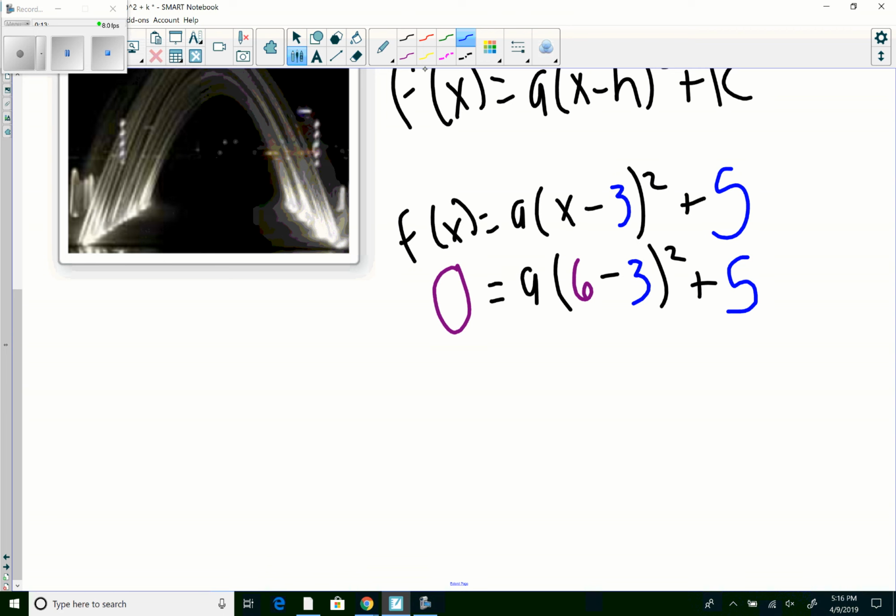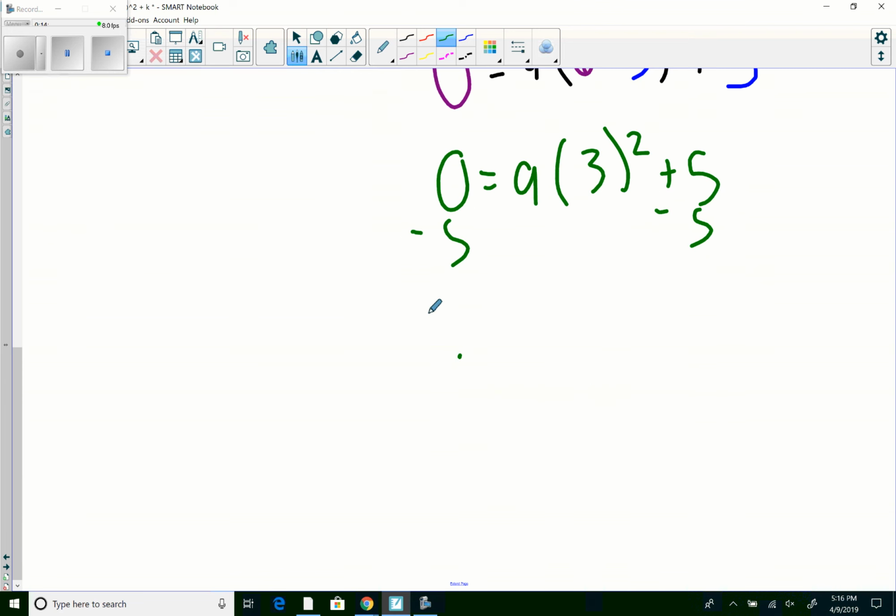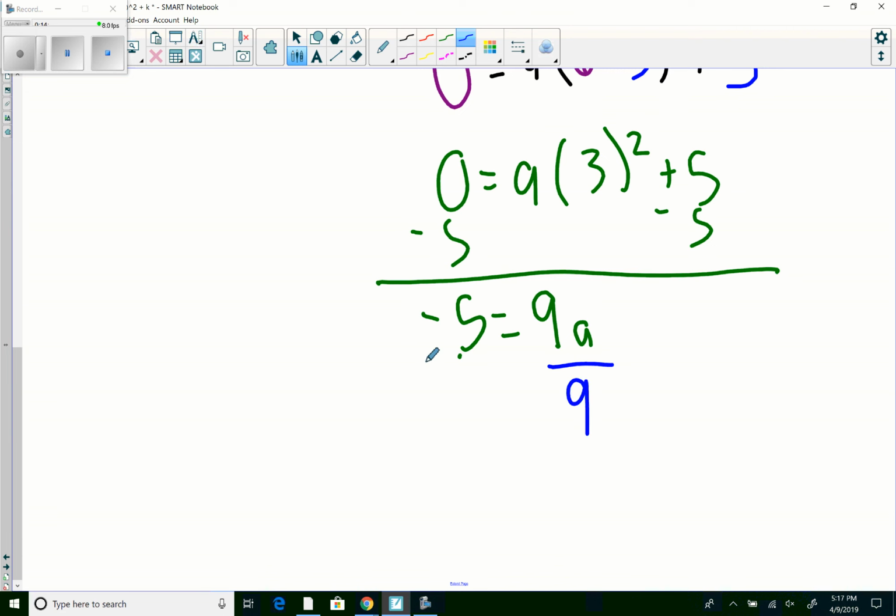Go ahead, solve. Okay, so I'm kind of going to go into hyper mode here. 0 equals a times (6 minus 3), which is 3 squared, plus 5. Let's subtract 5 from both sides. So that's going to be negative 5 equals 3 squared, which is 9, times a. Get a all by itself. Divide both sides by 9. a equals negative 5/9.